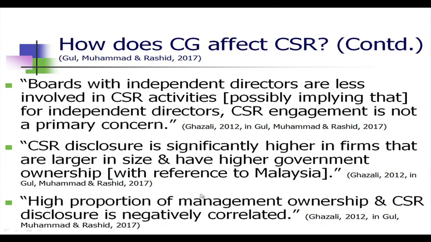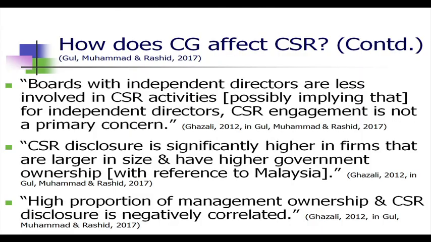Then the same paper, which talked about a study conducted in Malaysia, also found that CSR disclosure was significantly higher in firms that were larger in size and had higher government ownership, with reference to Malaysian organizations. So I put "with reference to Malaysia" so you would get an idea of the context in which they are talking about. We'll see a similar example in the following slides.